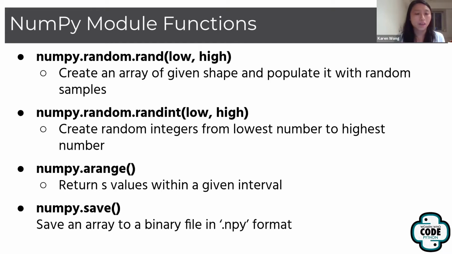NumPy also has a very useful function where you can save a file into an NPY file. It's actually very special because when you're dealing with machine learning models, if you want to save a model, the majority of it is actually numbers. So an NPY file helps you save the file in numeric form.